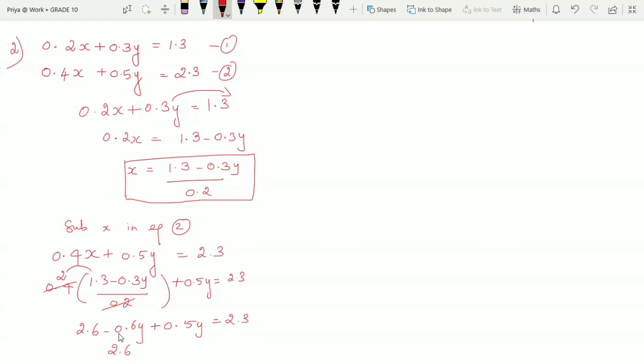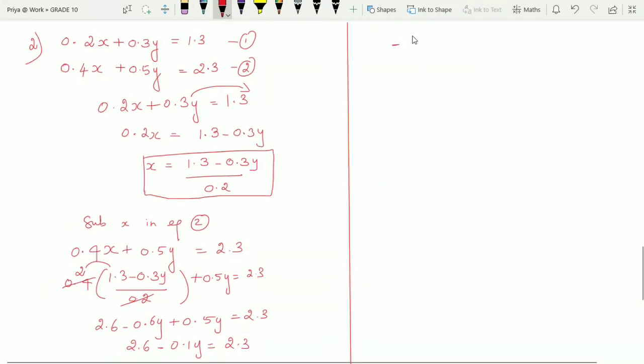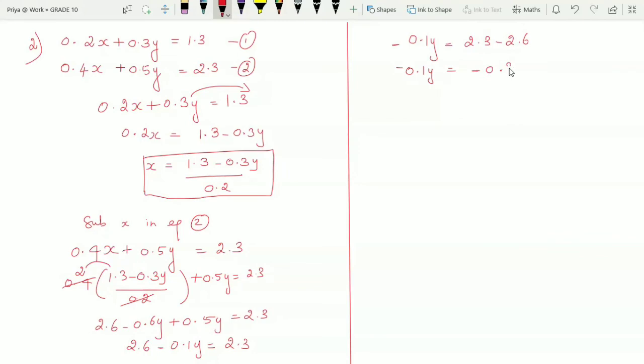2.6 minus 0.6y plus 0.5y is going to be 2.6 minus 0.1y is equal to 2.3. Take 2.6 to the other side. So 2.3 minus 2.6. So minus 0.1y is equal to minus 0.3. Cancel the minus on both sides. y is equal to 0.3 divided by 0.1, which means it is 3. So y is equal to 3.